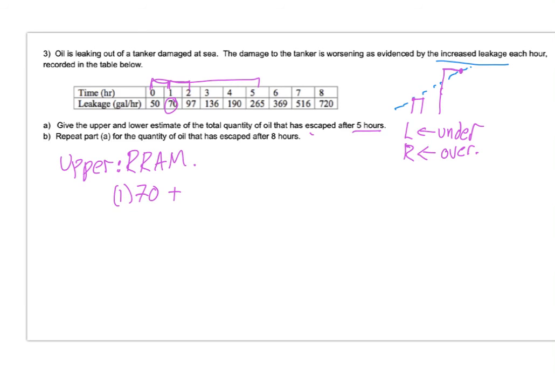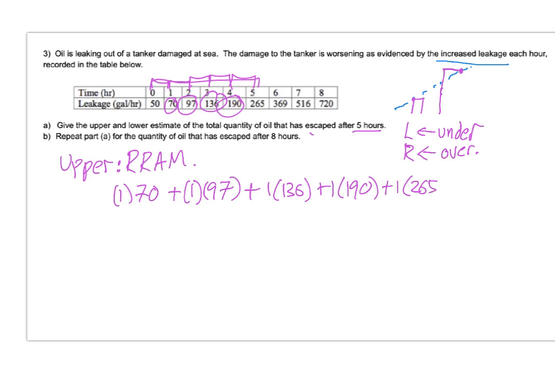Going from 1 to 2, and that's going to be a width of 1. And the right side is 97. Going from 2 to 3, that's a width of 1 with a right side of 136. And from 3 to 4, we've got 1 times 190. From 4 to 5, we've got 1 times 265. That's my upper estimate.